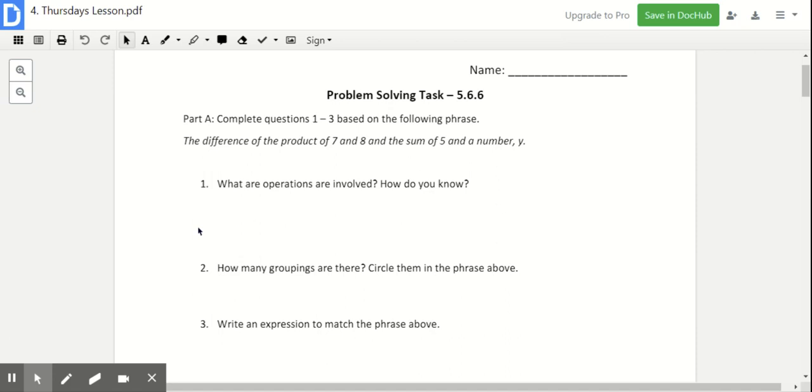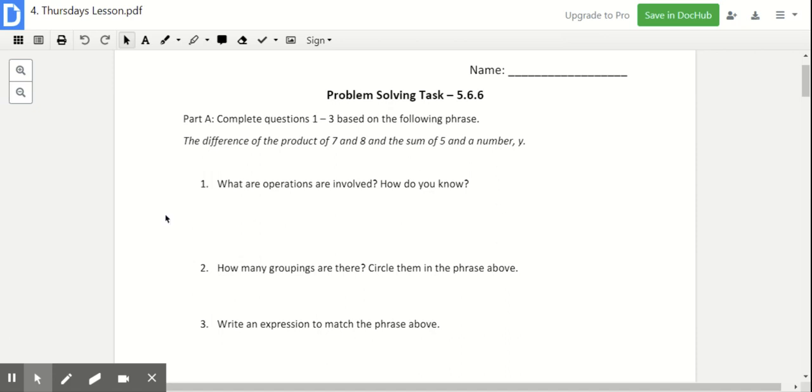All right, so we have the difference of the product of 7 and 8 and the sum of 5 and a number y. What operations are involved and how do you know? So let's look at the words that are here. So we have difference, we have product, and we have sum. What operations are involved within this?